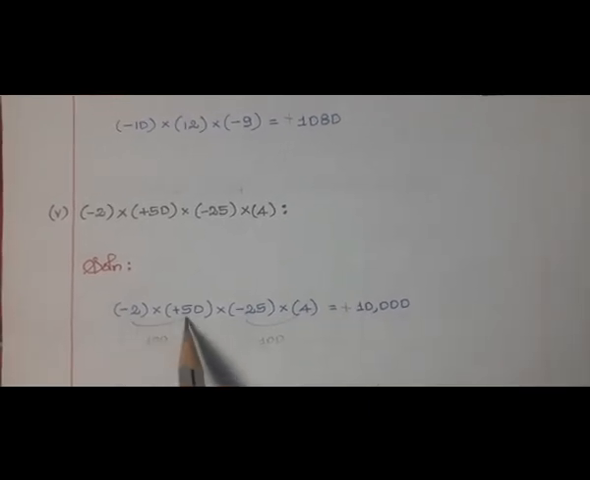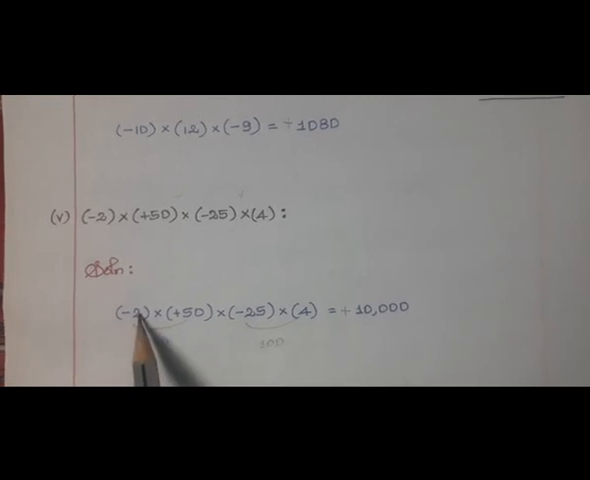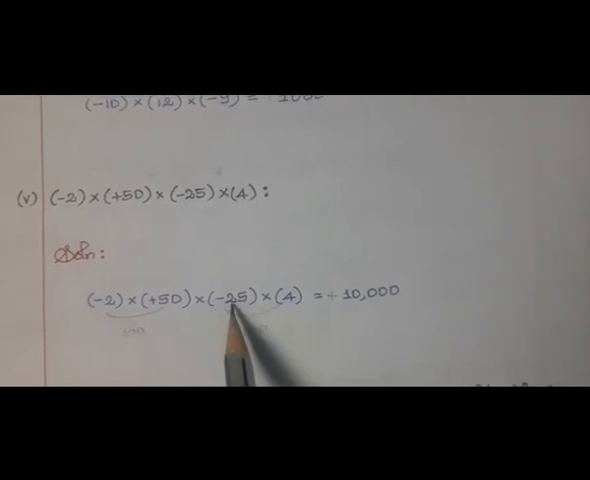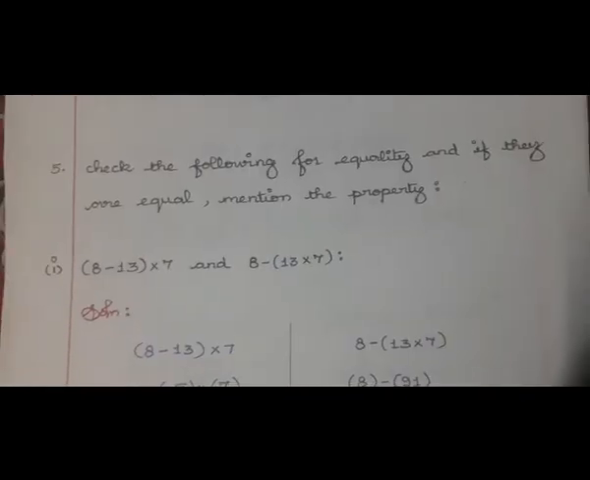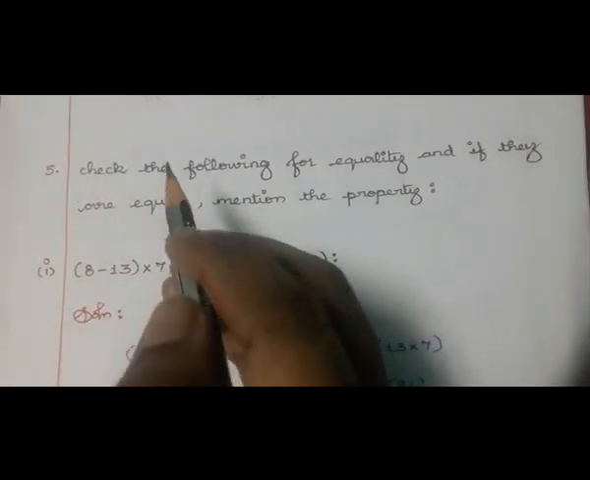Now multiply these two numbers. 2 into 50 is 100. You are clear, you know the calculation without solving. And 25 into 4 is again 100. So 100 into 100 is 10,000. Clear with the concept of the fifth question? Yes. Now the next question.